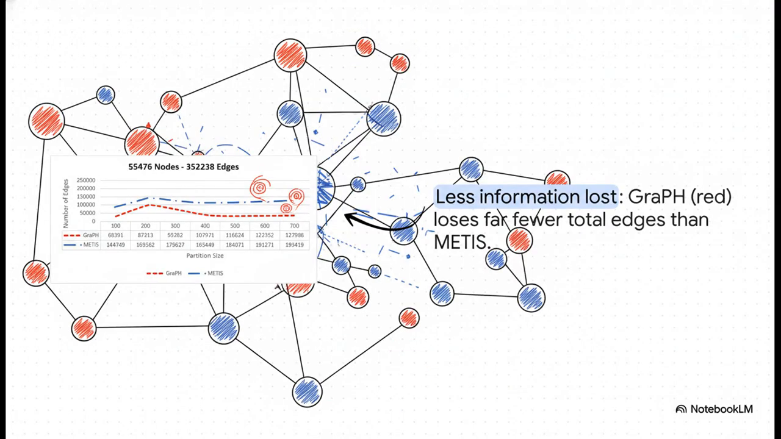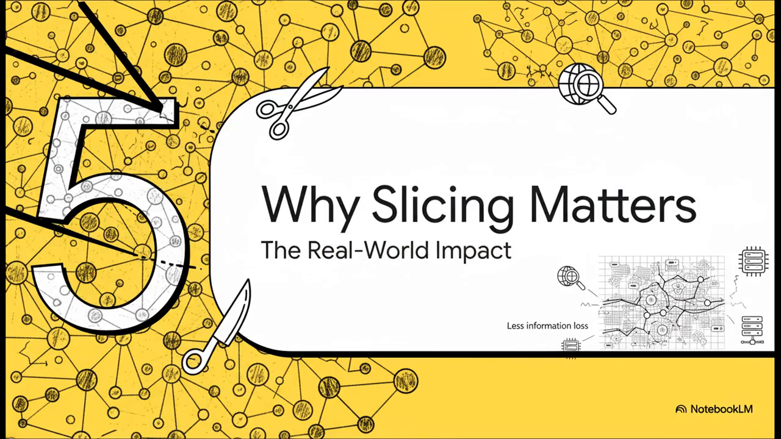And check this out. Here's the other side of the coin. This chart shows the total number of connections that were just lost in the process. And again, GraphP in red loses far, far fewer connections than METIS in blue. This is a really big deal. It means its partitions are a much more accurate, more faithful reflection of the original data. So GraphP makes cleaner cuts and loses less information.